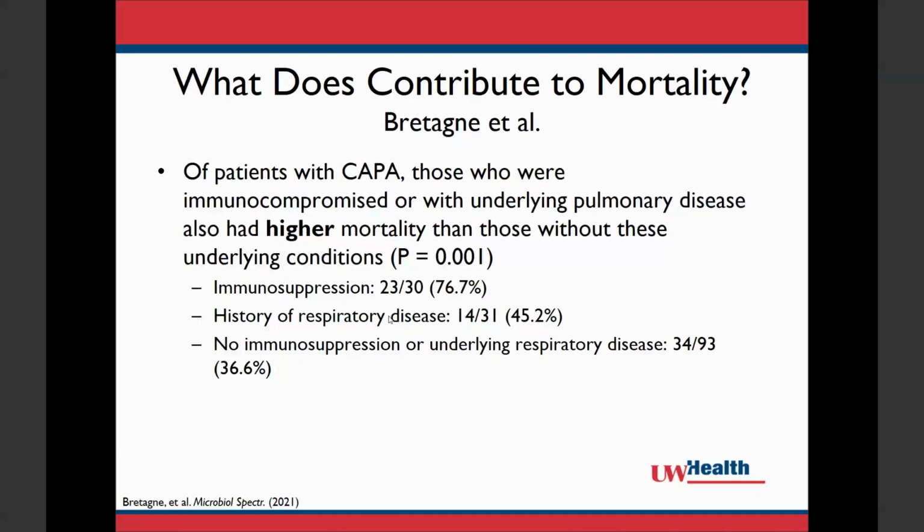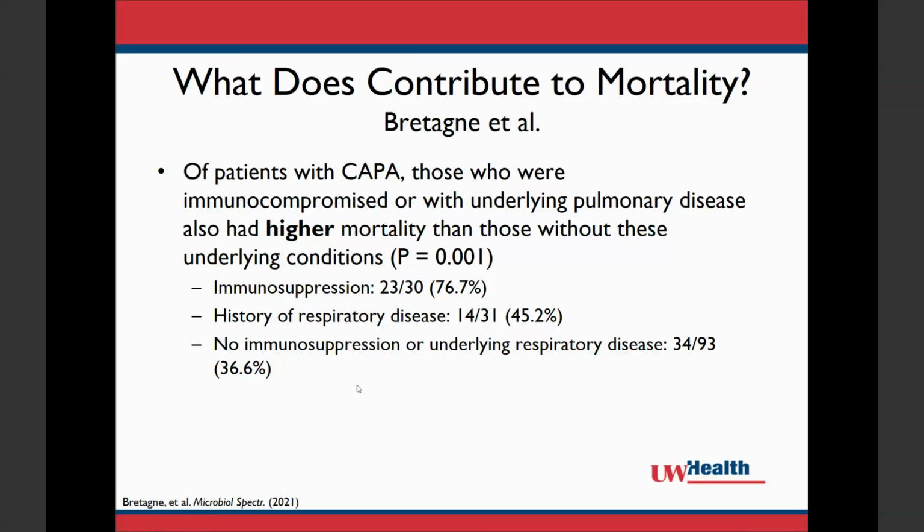So the first group was those who were immunosuppressed. The second were those with a history of underlying pulmonary disease. And then the last group were those with no immunosuppression or underlying respiratory disease. And you can see the numbers here. Those who were immunosuppressed had the highest rates of mortality, followed by those with a history of respiratory disease, followed by those with no immunosuppression or underlying respiratory disease.